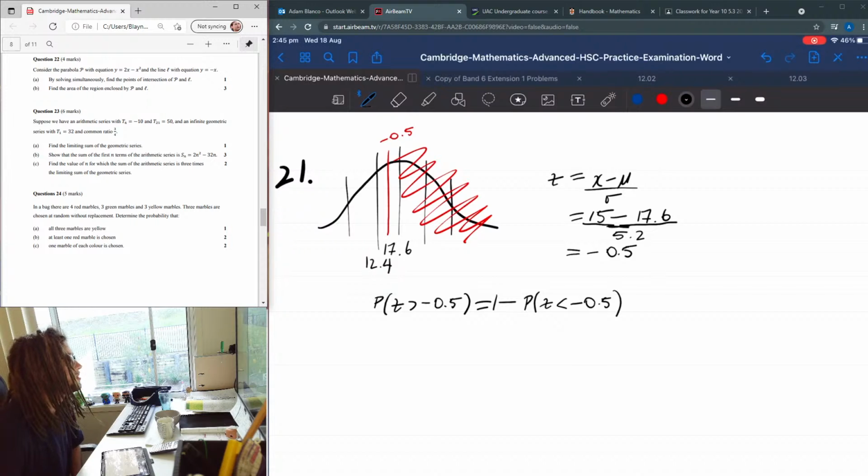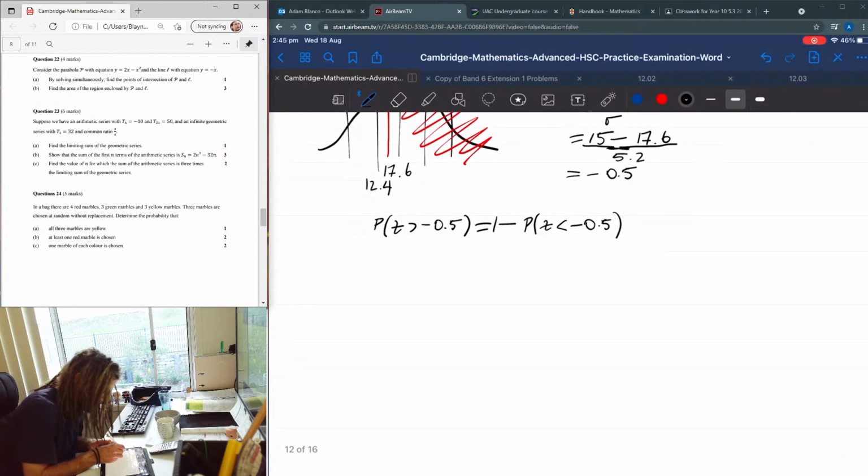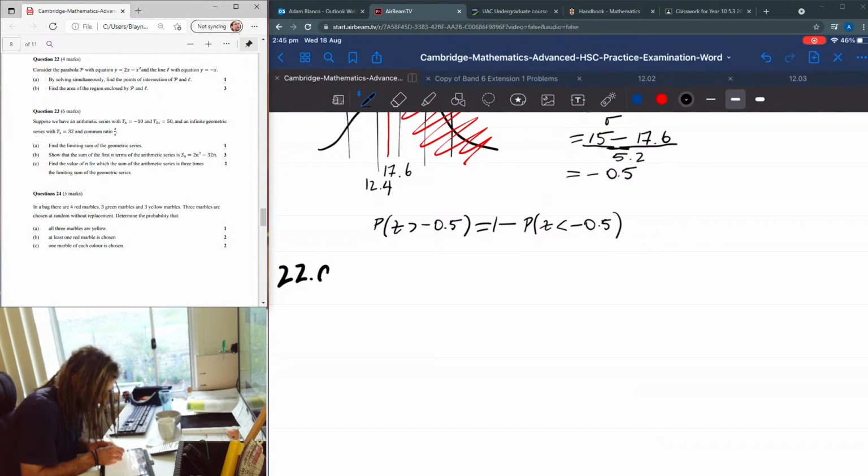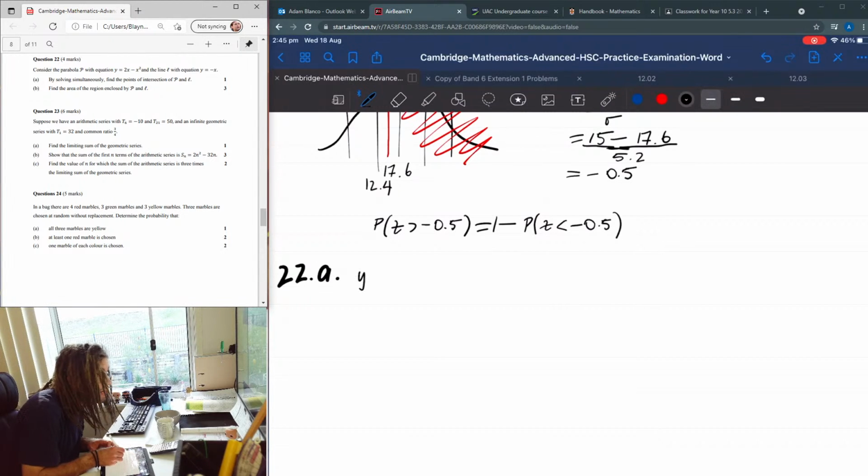Here's a parabola. Line. Solve simultaneously, find the points of intersection. Okay, that's really easy. 22a. So I've got the line y equals 2x minus x squared, and I've got line y equals minus x. I want to know where they cross, so I just set them equal to each other. 2x minus x squared equals minus x.